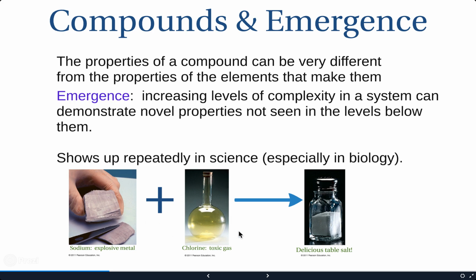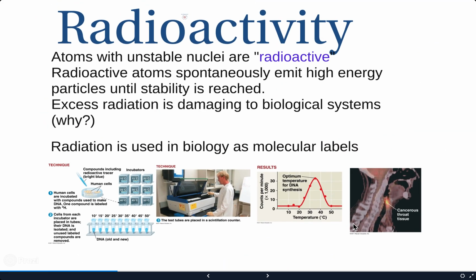And then chlorine, which is actually a very toxic gas. You would never think about sitting there and drinking chlorine. But when you put them together, you get salt, which is something you can eat all the time. It's an emergent property that's come from these elements being combined, bonding together, which, if you remember, is an ionic bond, and that allows us to have table salt.